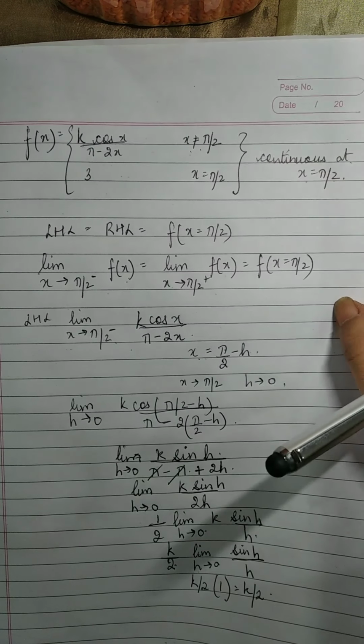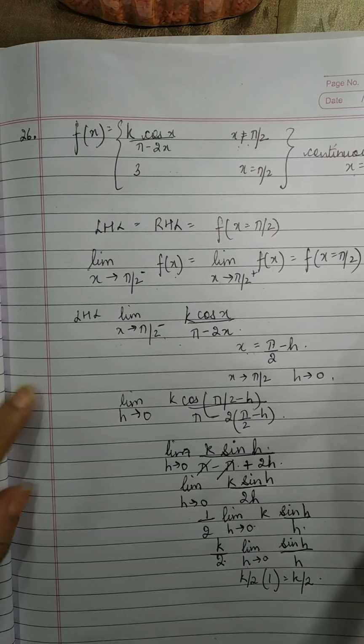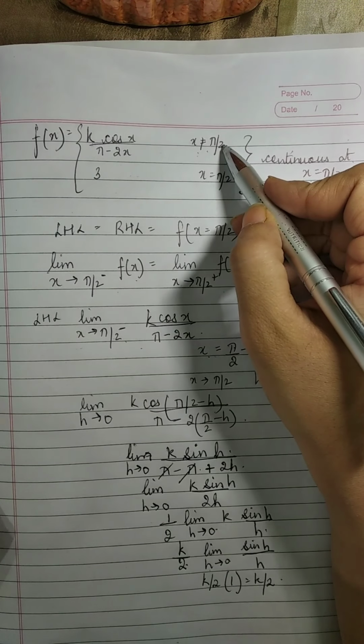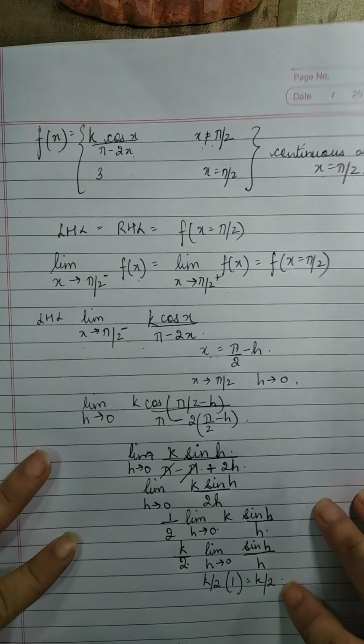Similarly, we can solve for the right hand limit. So let's see what do we get. See, for pi greater than x greater than pi by 2, then also the value of the function is the same. So let's solve it for that.